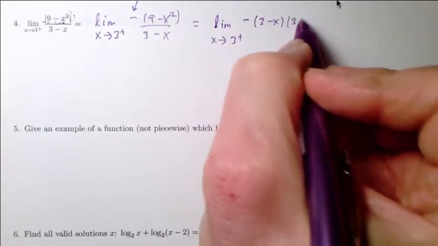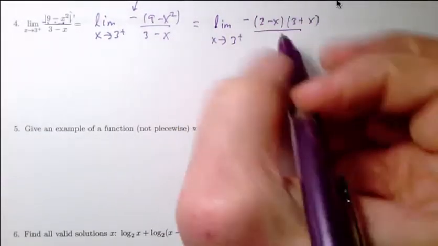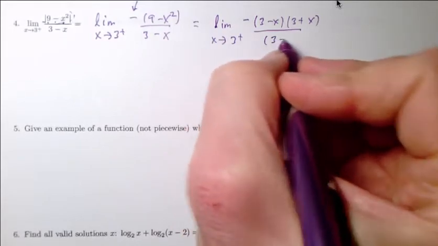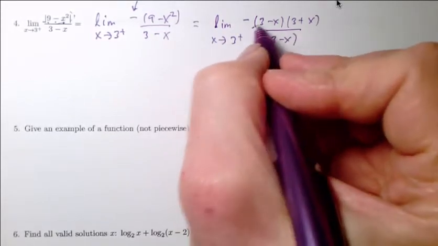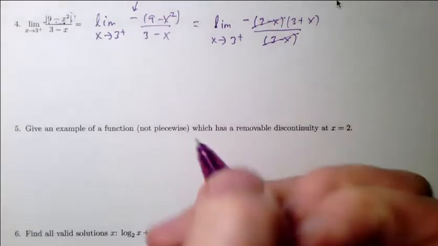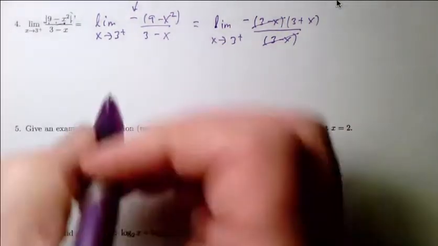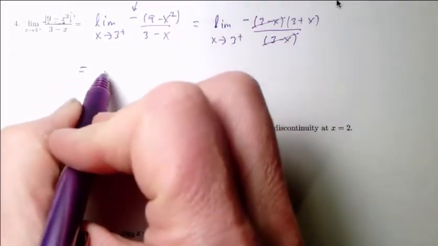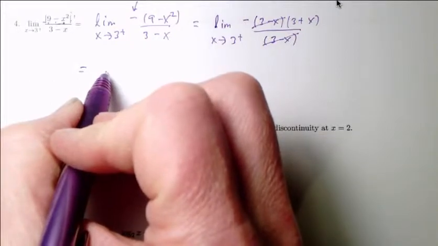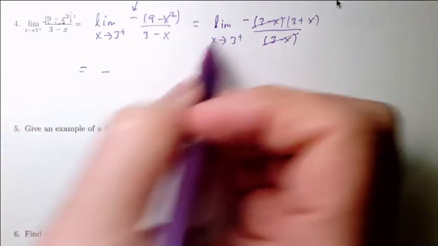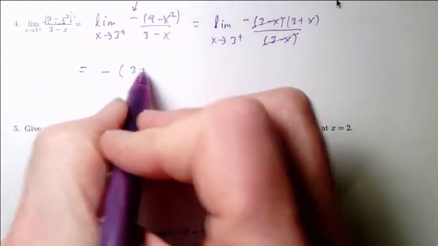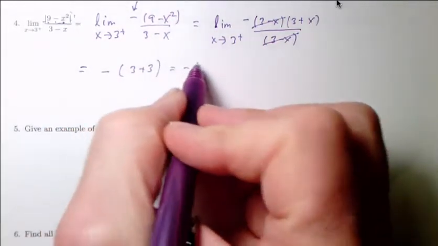So factor the numerator. We see that. Now we can factor and cancel, so we cancel out the problem, and now we can evaluate using direct substitution. So plugging in 3, we get minus 3 plus 3, negative 6.